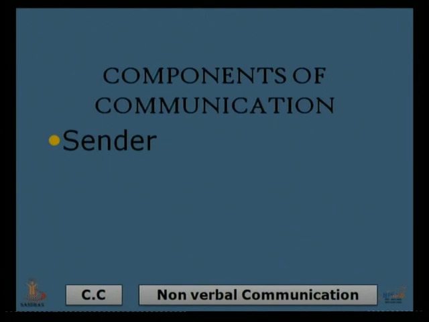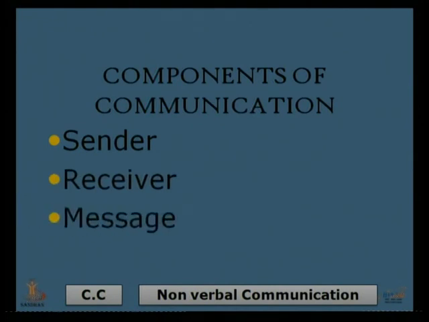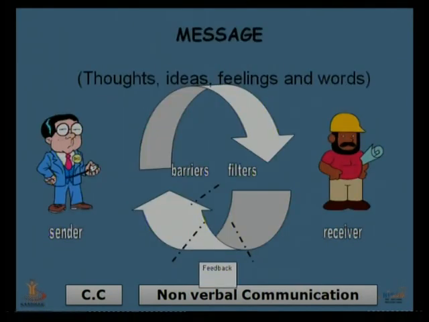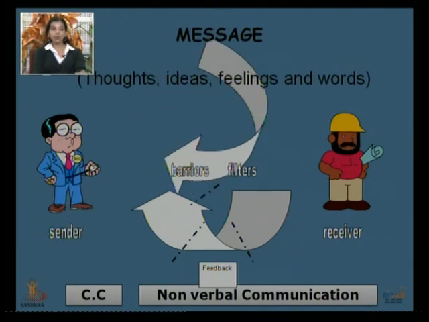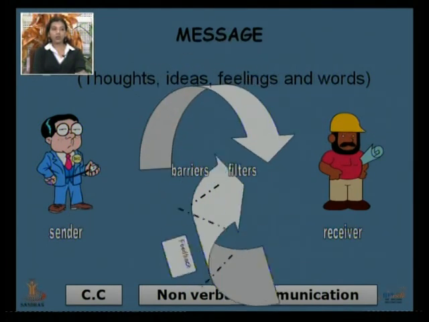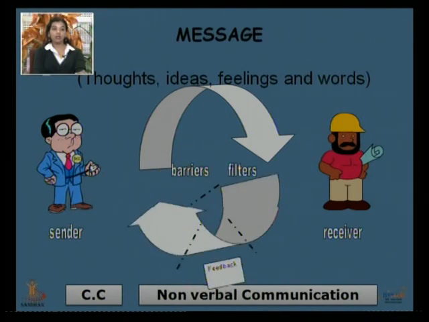Components included in a communication process would be a sender, a receiver, and definitely they both need to communicate what? That is the message. That means it can be a thought, an idea or a feeling, and words. There would be a sender, there might be some barriers or filters during the process of communication, and there would be a kind of response given by the receiver.